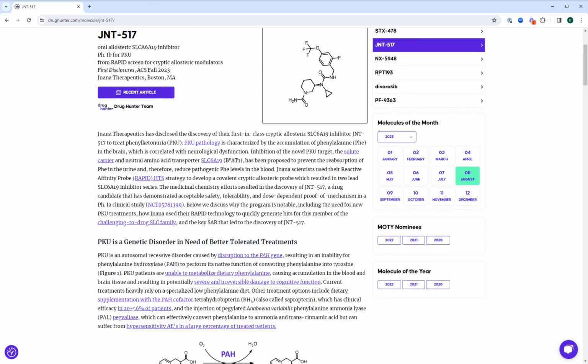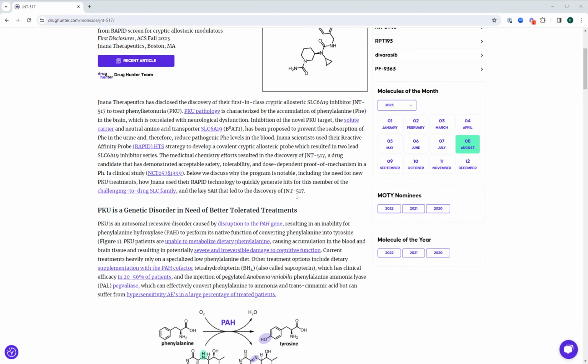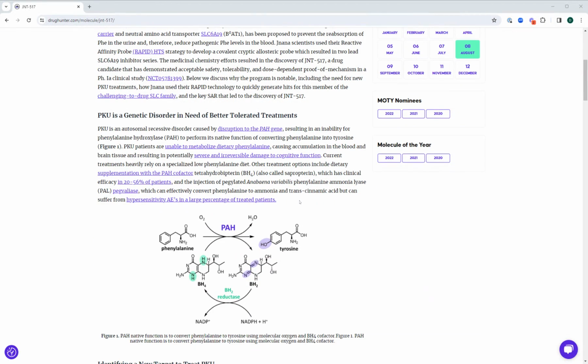So here we have a first-in-class treatment for PKU. This is really nice because Jnana just recently announced positive proof of concept data with significant phenylalanine reduction in the blood, which is really good news for patients because they don't have any other small molecule options for PKU currently, as the current treatment is more dietary restrictions.